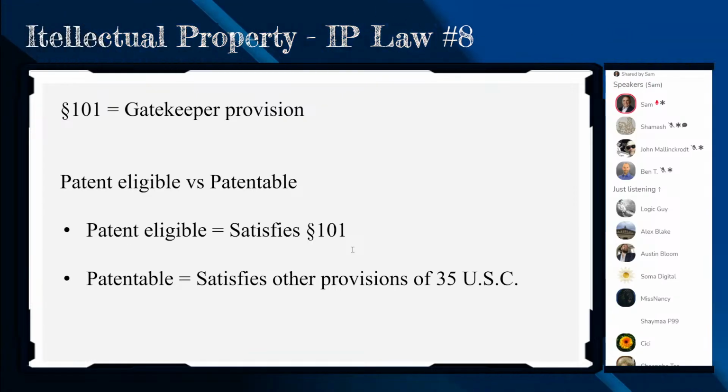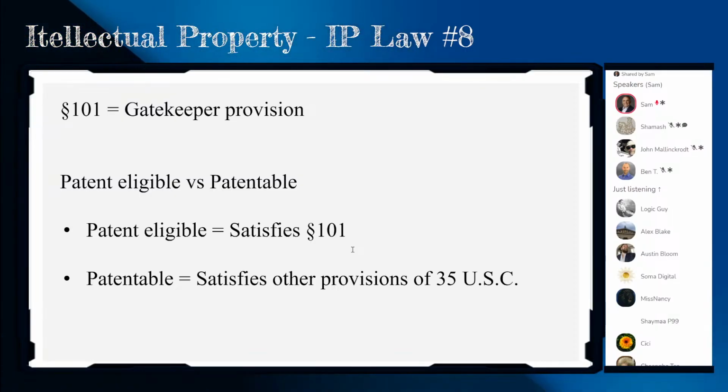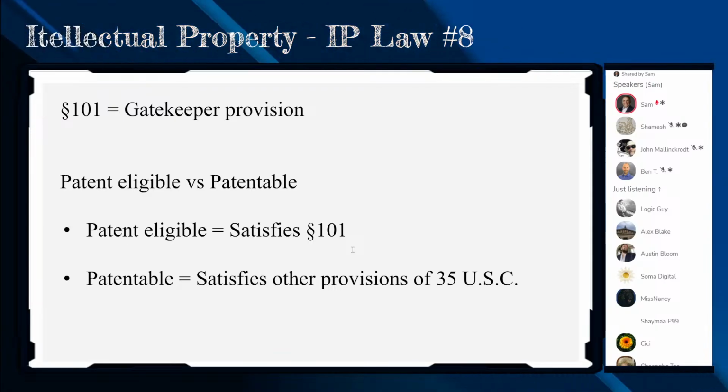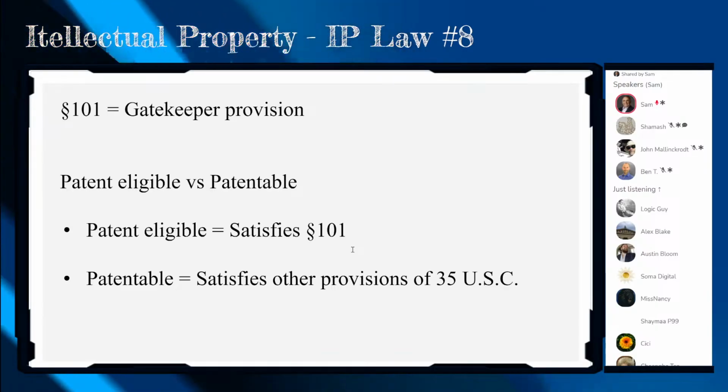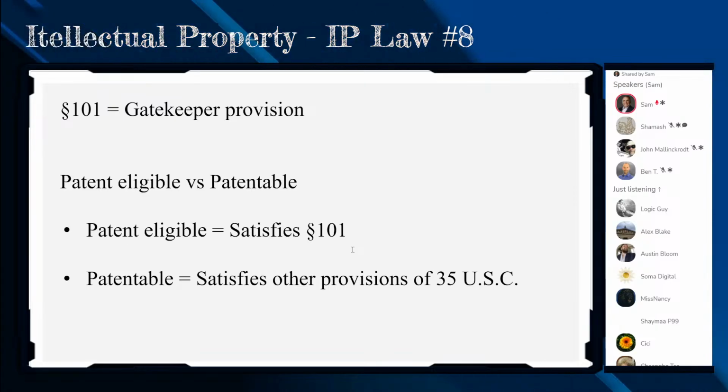So the inventions that satisfy section 101 are called patent eligible, meaning that they could get a patent. But the inventions that satisfy the other provisions, they are patentable, meaning that they can be patented. So patent eligible is it may be patented, patentable is it can be patented. So those are 2 different terms that get tossed around haphazardly by lay people, but those of us in patent law kind of freak out as soon as people mix up patentable and patent eligible.